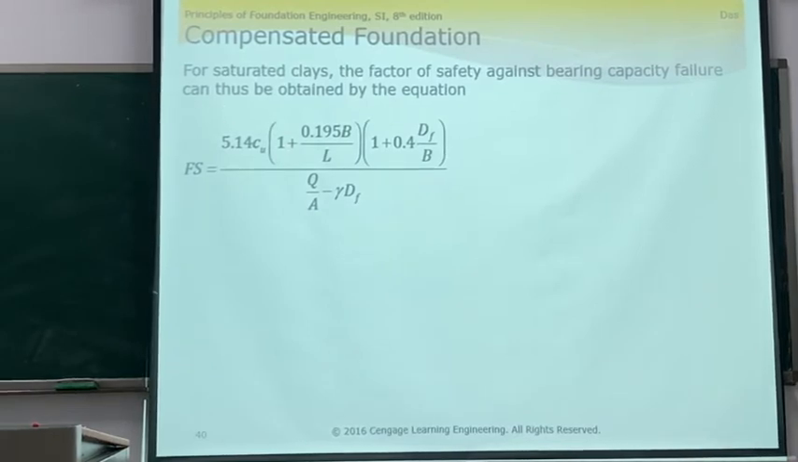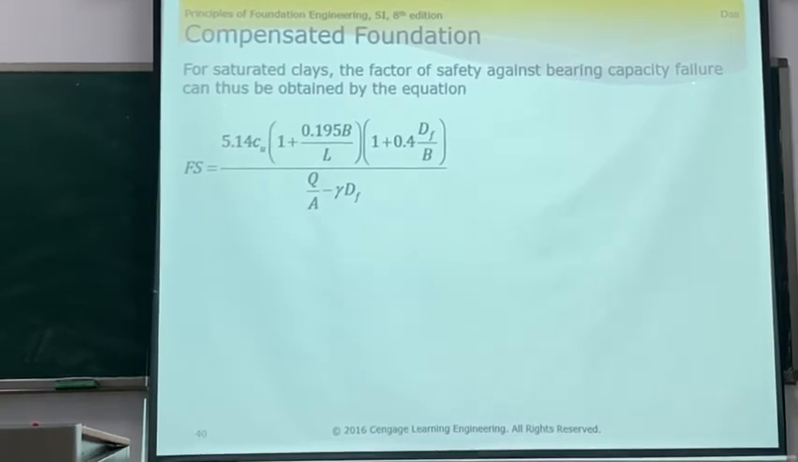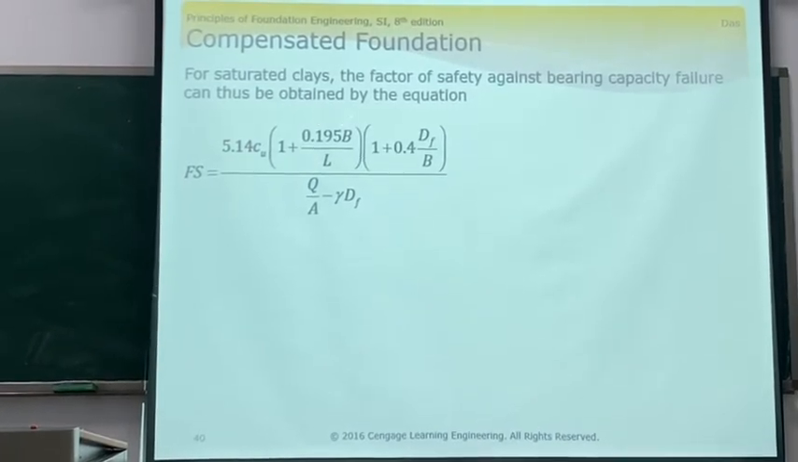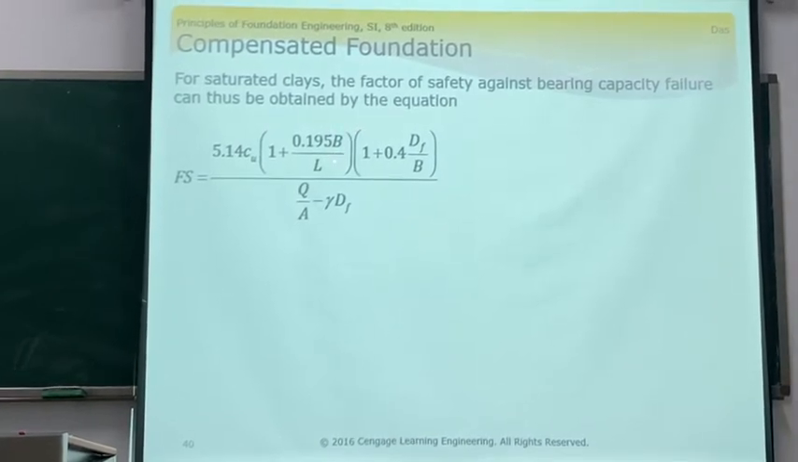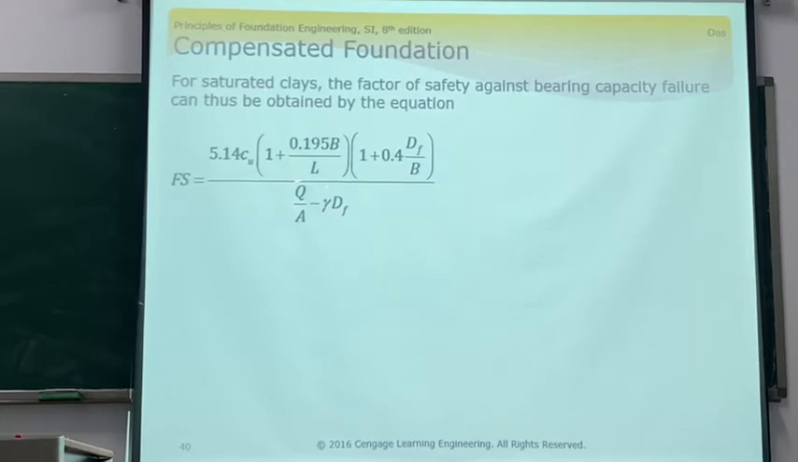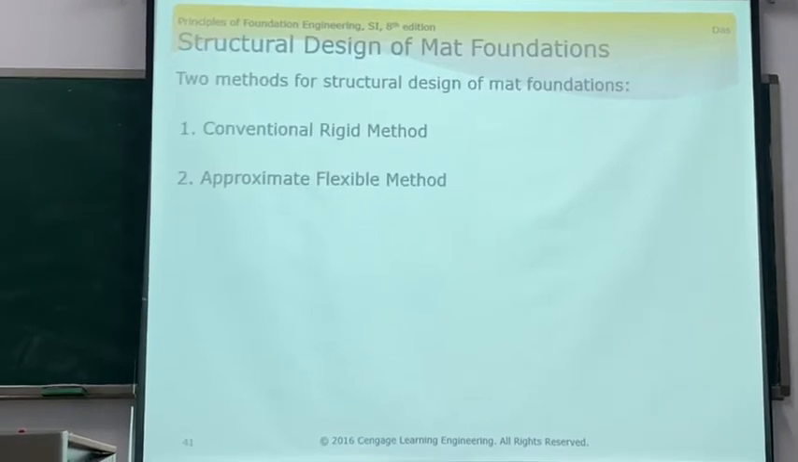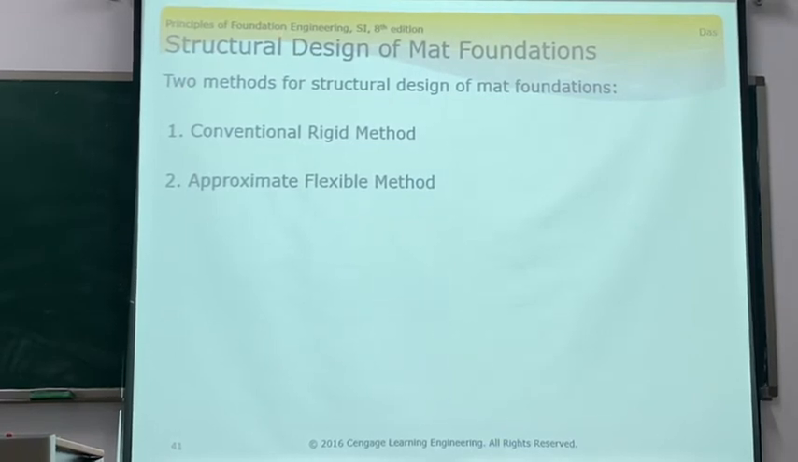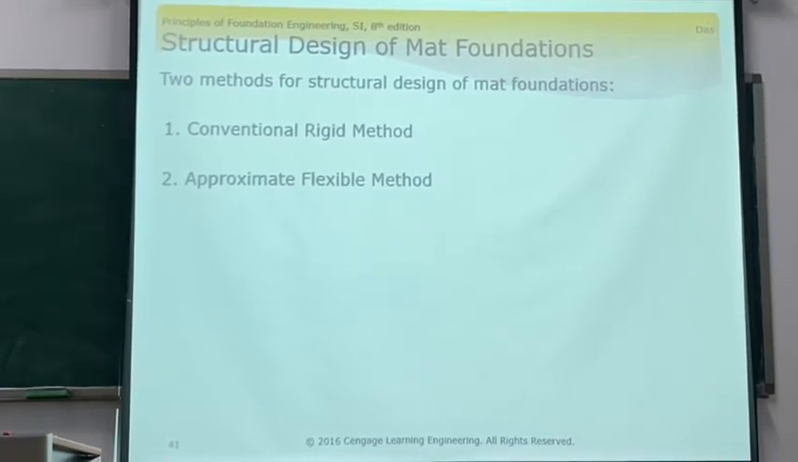For such a foundation, the factor of safety against bearing capacity failure can thus be obtained by the equation. This is Q ultimate, the ultimate bearing capacity for such a foundation. Okay. This is about how to calculate the factor of safety.